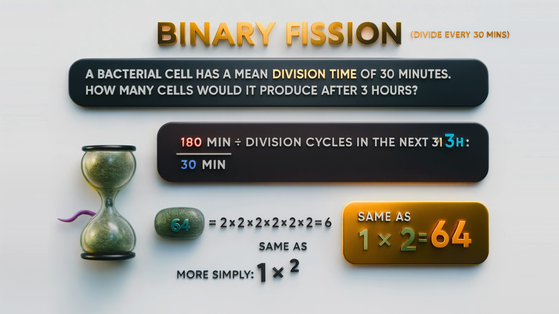Now, let's learn how to calculate this sort of population growth. Suppose we are told that a bacterial cell has a mean division time of 30 minutes, and we are asked how many cells it would produce after 3 hours. First, we need to convert 3 hours into minutes, which is 180 minutes. We then divide this total time by the division time of 30 minutes, giving us 6 division cycles. Since each cycle doubles the number of cells, we start with one original cell and multiply by 2 6 times. That is 2 to the power of 6, which equals 64. So, after 3 hours, there would be 64 bacteria.